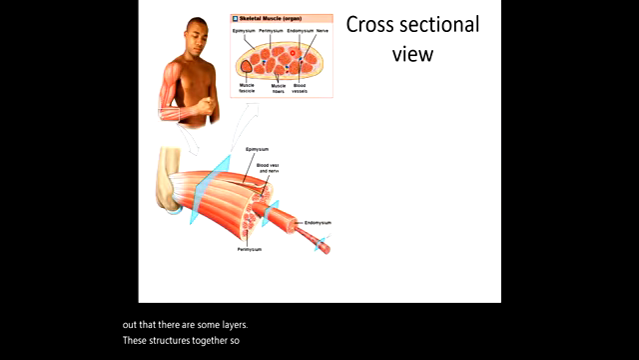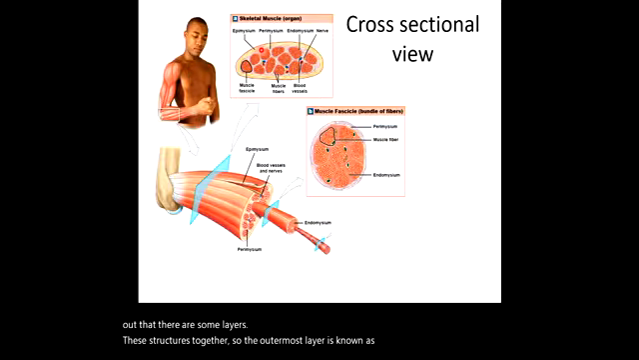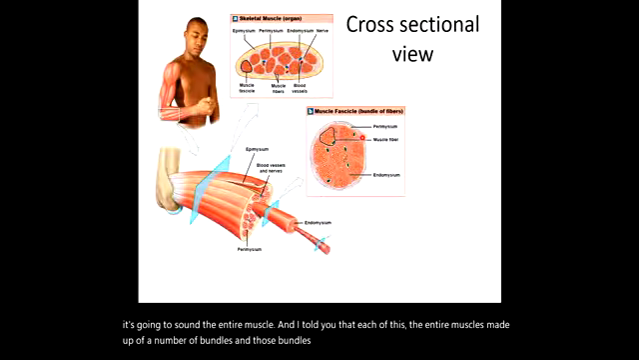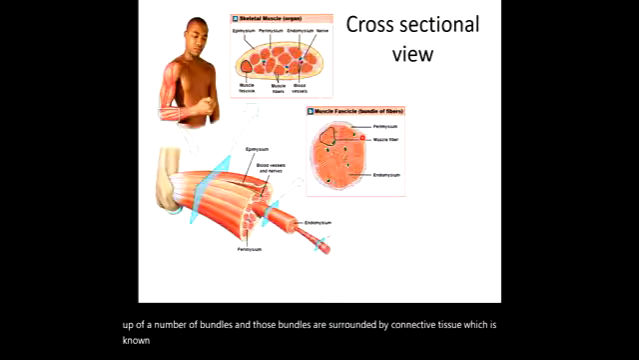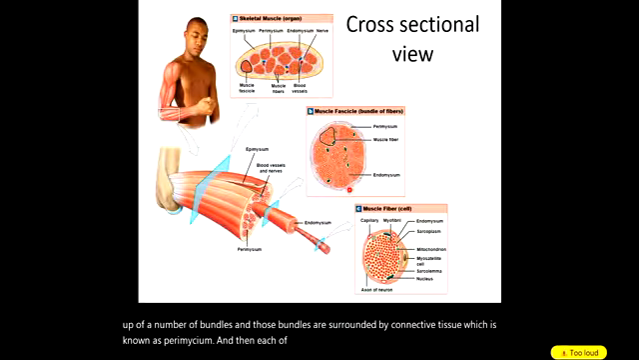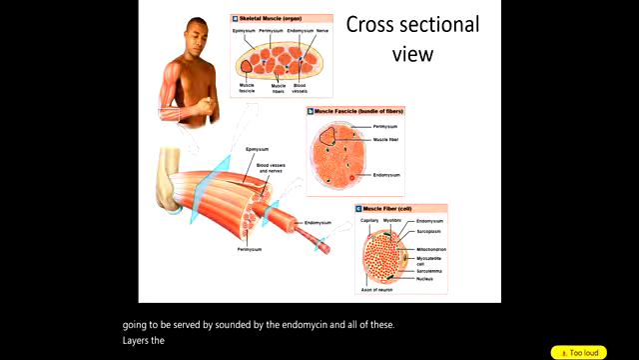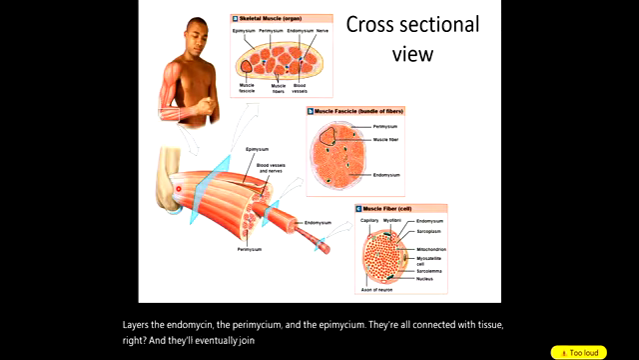So the outermost layer is known as the epimysium, and that is what is going to surround the entire muscle. And I told you that the entire muscle is made up of a number of bundles, and those bundles are surrounded by connective tissue, which is known as perimysium. And then each of the individual myofibers or muscle fibers, they're going to be surrounded by the endomysium. And all of these layers, the endomysium, the perimysium, and the epimysium, they're all connective tissue, right? And they'll eventually join together to form this tendon.